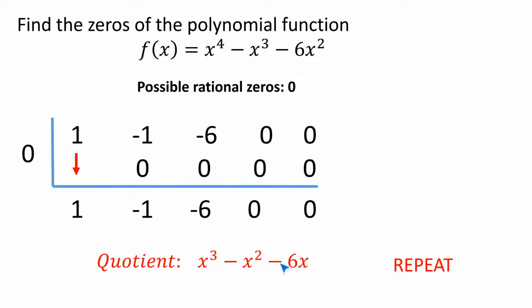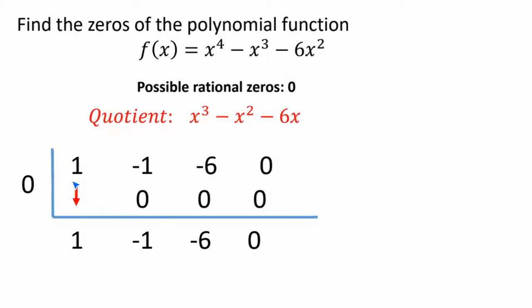So your constant for this quotient is still 0. So if we test it, we bring down the 1 and then we keep going. So we get 1, negative 6, and 0. So the quotient for that, since we had x cubed, now we're going to start with x squared minus x minus 6. Finally, it's quadratic. So now we can use quadratic methods.